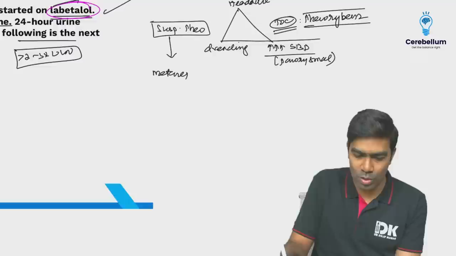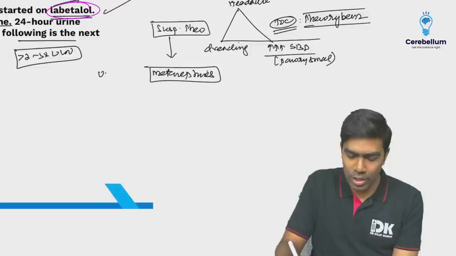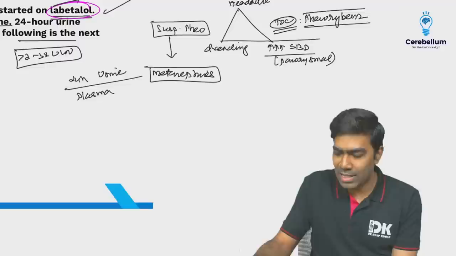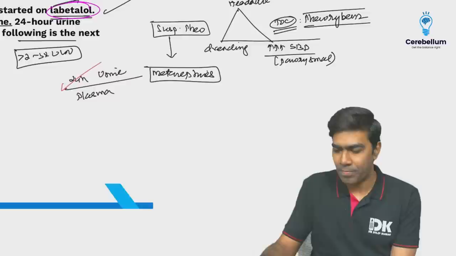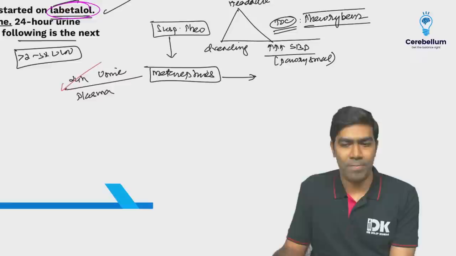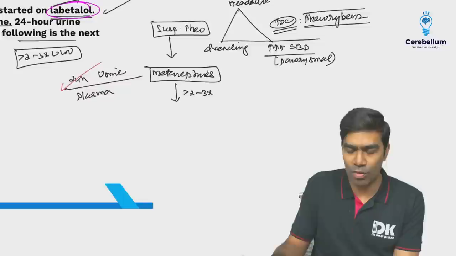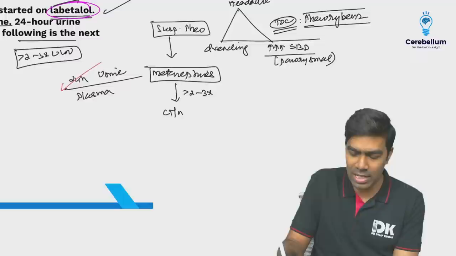Metanephrines. So what you have to do? You have 24-hour urine metanephrines, and you have plasma metanephrines. When the patient is at high risk, like for example, past history of pheochromocytoma or MEN syndrome, then you can try plasma metanephrine. Otherwise, just go for 24-hour urinary metanephrine. If you're doing 24-hour urinary metanephrine, you have to see whether it is elevated by 1 to 2 times or more than 2 times. If it's elevated by more than 2 to 3 times the upper limit of normal, then definitely it is elevated. Then the next step is to localize with CT and MRI of the abdomen.